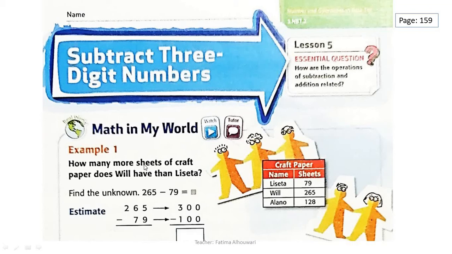Let's see the question. How many more sheets of craft paper does Will have than Lizita? These are for Will and these are for Lizita. We are asked to find how many more sheets of craft paper Will has than Lizita. So, what do you think, grade 3? Which operation will you use to solve this problem?